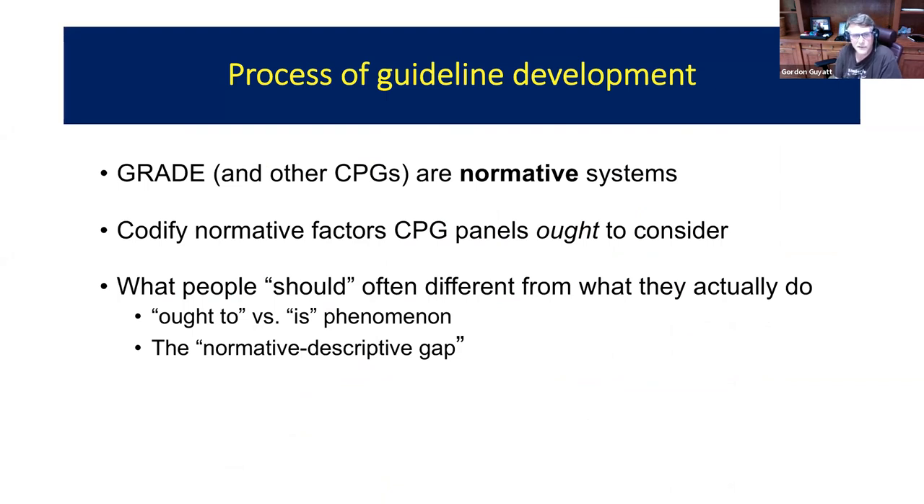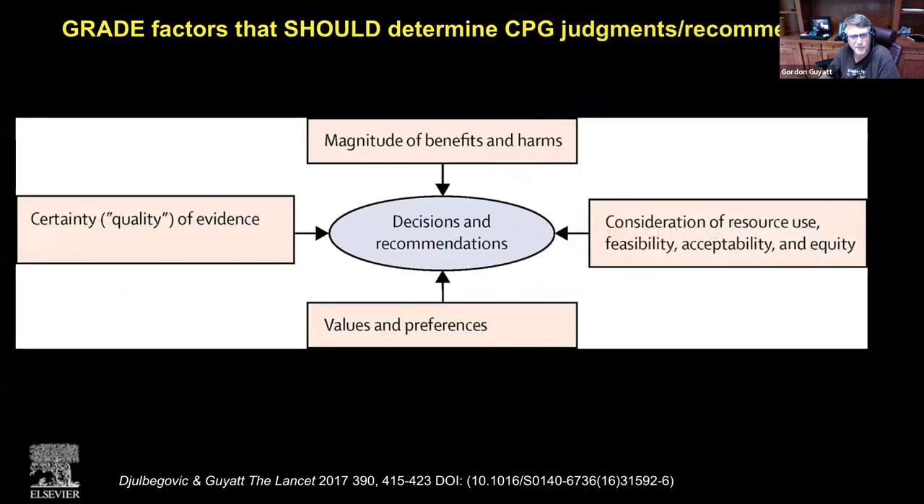GRADE and other guideline systems are what we call normative systems. In other words, they tell people what they ought to consider, or at least suggest to clinical guideline panels what they ought to consider when they're making their decisions. However, what people should do is often different from what they actually do: ought versus is, or in slightly more sophisticated language, the normative descriptive gap.